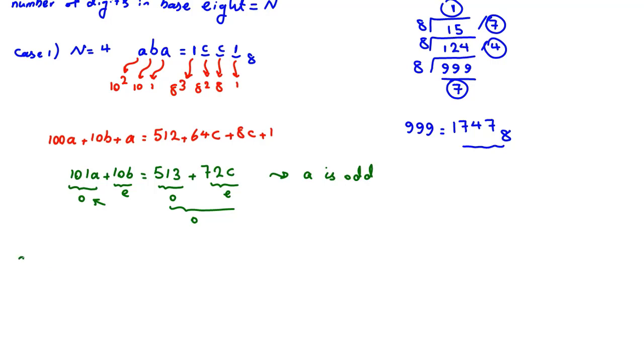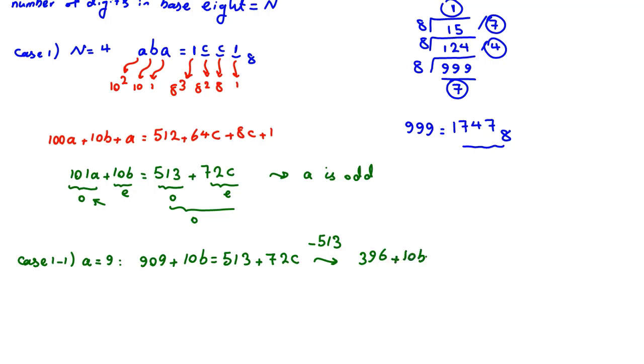Now we start from the greatest one, case 1. If A equals 9, you check 9, then you should check 7, then 5. If you check one of them, then you understand how to check the others quickly. A equal to 9 gives 909 plus 10b equals 513 plus 72c. Now, if we subtract 513 from both sides, it will be 6, 10 minus 1 is 9, and 8 minus 5 is 3, so 396 plus 10b equals 72c.